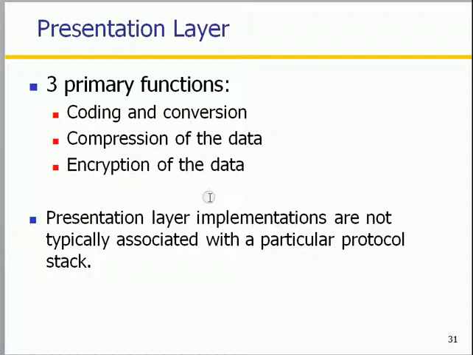So three primary functions for this layer: coding and conversion. So the message you sent, it's first coded and then converted, and then it's compressed, and this is encrypted. So compression means decrease of size and then get it into one place, so one file.